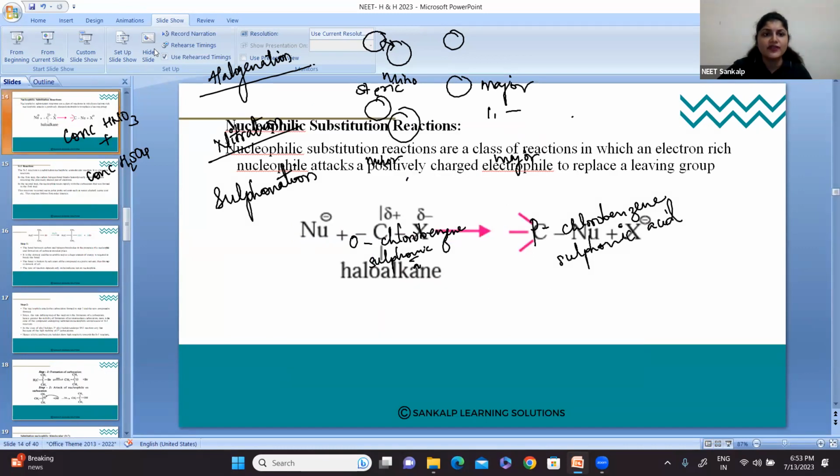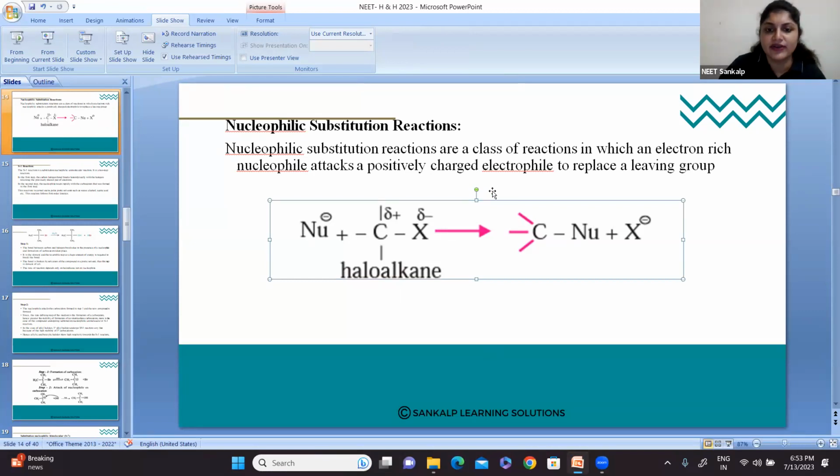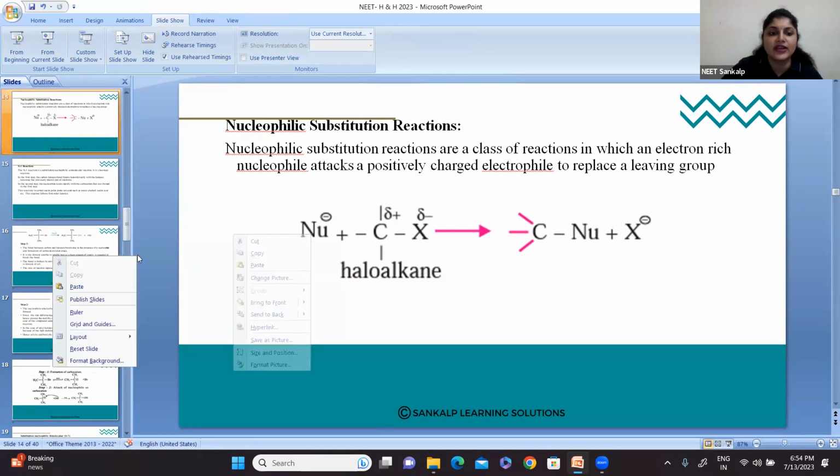We started with nucleophilic substitution reaction. So what is a nucleophilic substitution reaction? In a nucleophilic substitution reaction, the nucleophile will attack the positively charged electrophile, and it will replace the leaving group. So this is nucleophilic substitution reaction.